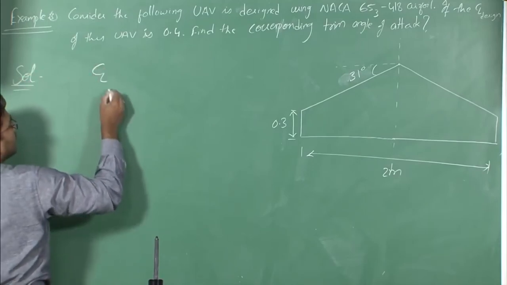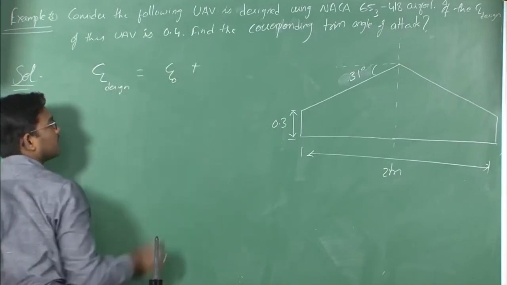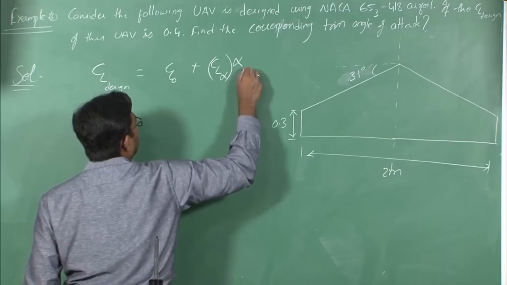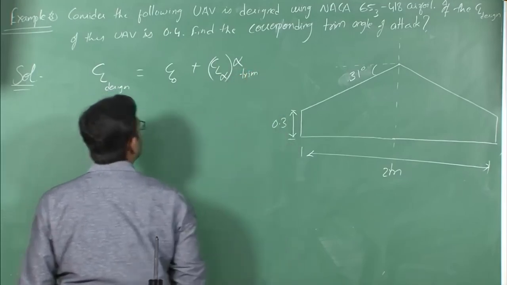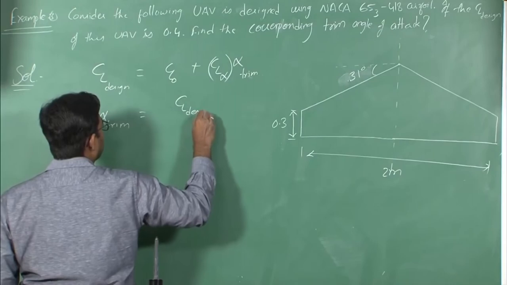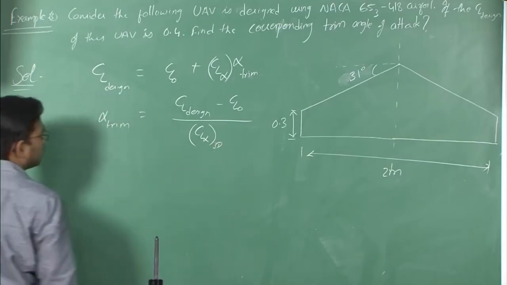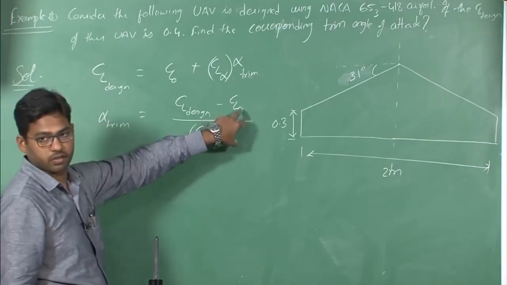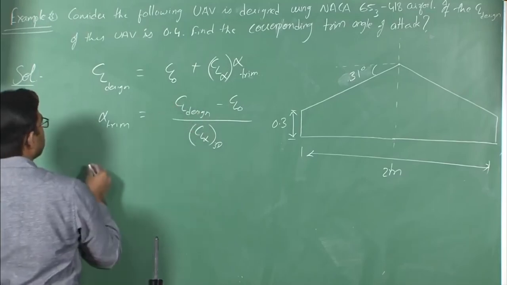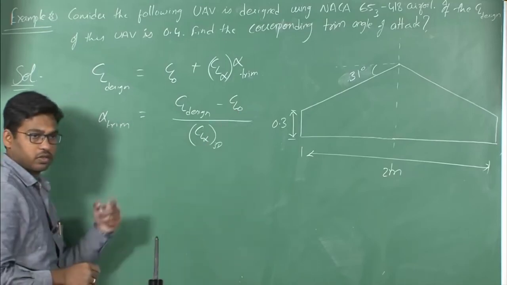If the CL design is known, then we can express the CL of this wing as CL naught plus CL alpha of the wing into alpha trim. So alpha trim is equal to CL design minus CL naught divided by CL alpha, which is 3D of the wing, and this CL naught is also for the wing. So what are the unknowns here? CL design is given, which is 0.4 here. And we need to find CL alpha 3D and CL naught of this wing.